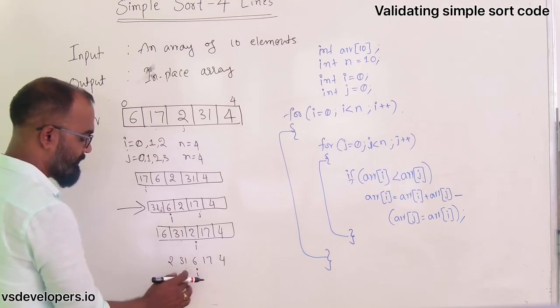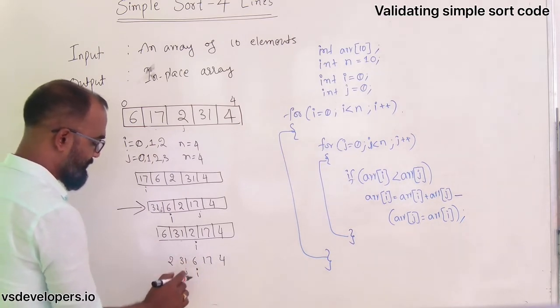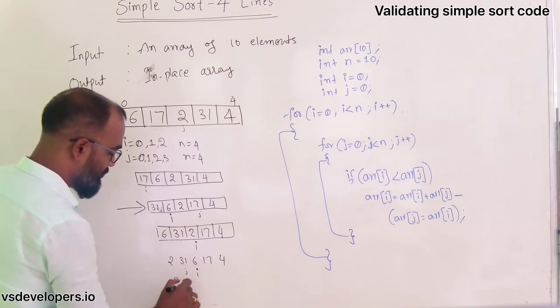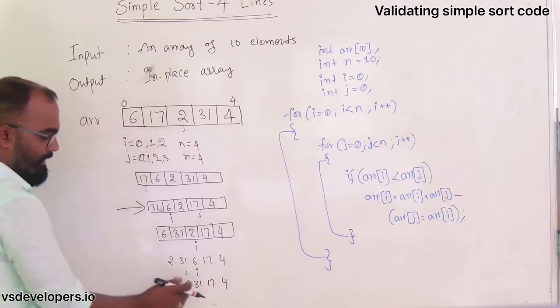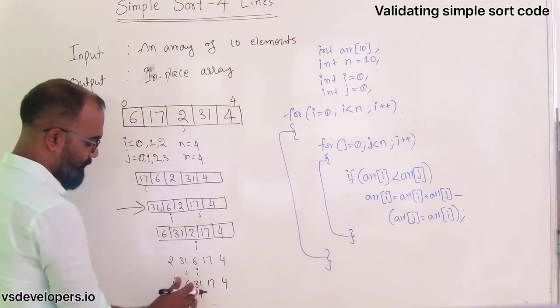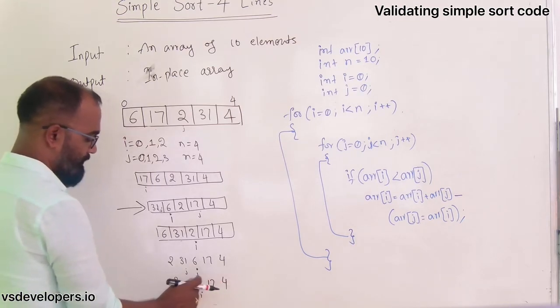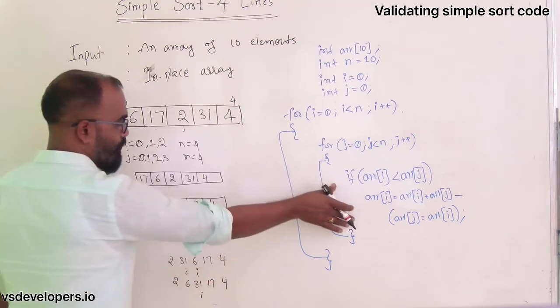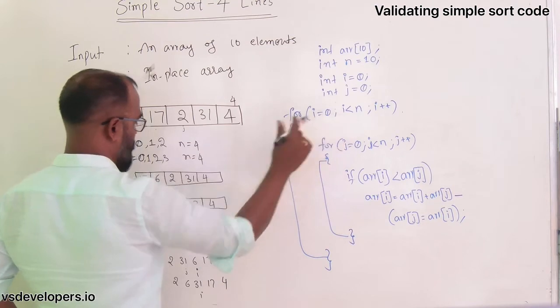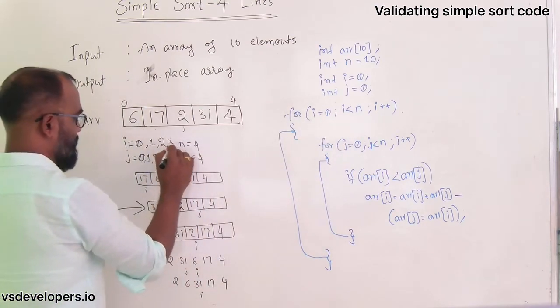So 6 and 31 compared. Yes, 6 is smaller than 31. So therefore you would get the new array 31, 17, 4. Now as you know, I is still pointing to 31. How do you compare with the rest of the elements? This will not be swapped. So now exit this inner loop and come back to the outer loop, where now I value is 3.